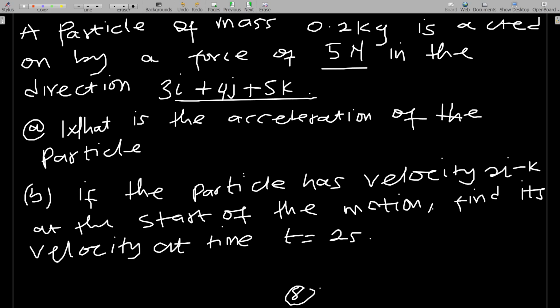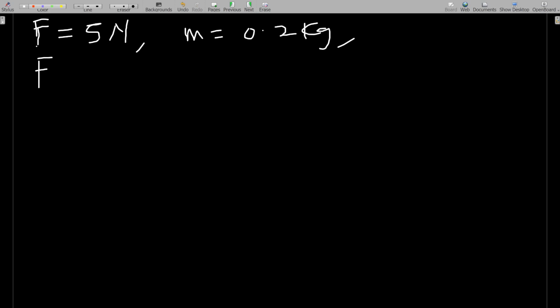Okay, so to do this, very simple. The information given are the force, the magnitude of the force is 5 newtons, and then the mass is 0.2 kilograms. So I have to write my mass, which is equal to 0.2 kilograms, and then the direction of the force, let me call it FD, is equal to 3i plus 4j plus 5k. So there is the direction of the force that is acting on the particle.